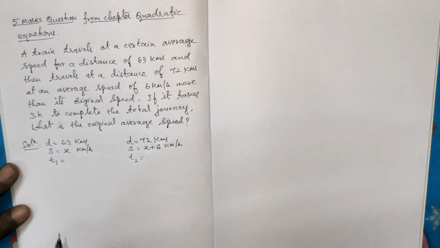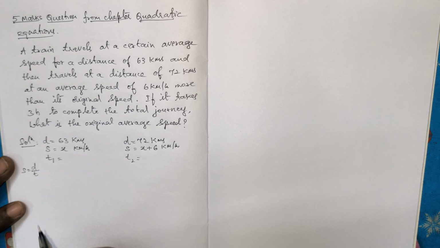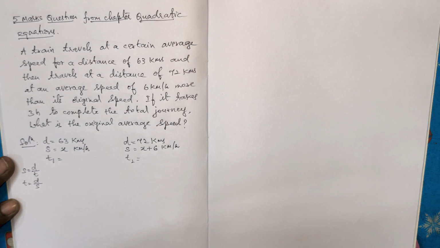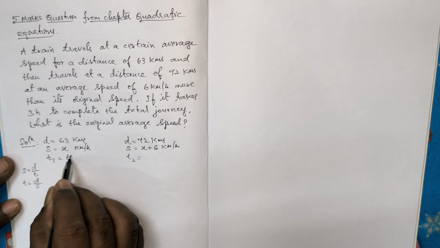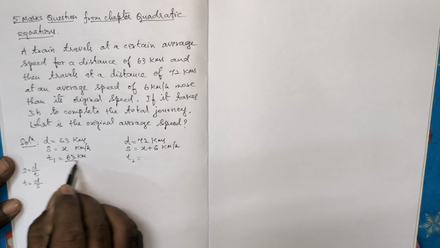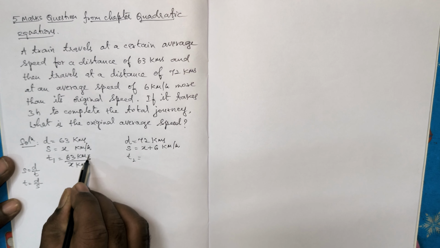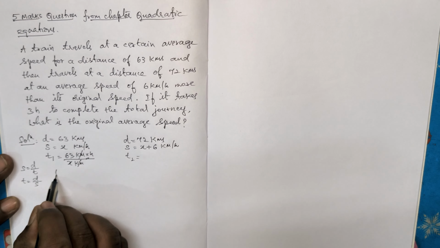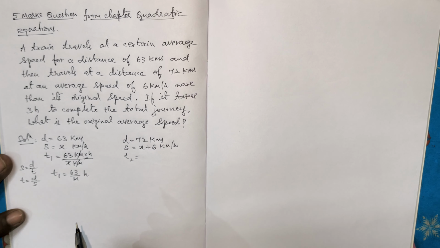We know the formula s is equal to d by t. Speed is equal to distance by time. Here I am calculating time, so t is equal to d by s. This is the formula. So t is equal to distance by speed. Distance is 63 kilometers and speed is x kilometers per hour; hour goes to the numerator. Then kilometer cancels. So time taken is 63 by x hours in the first case.